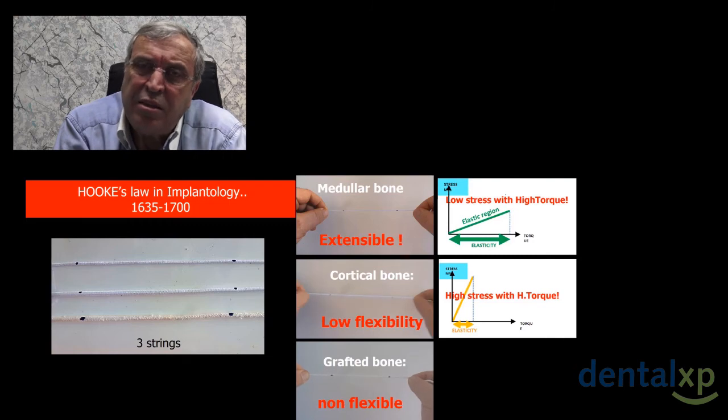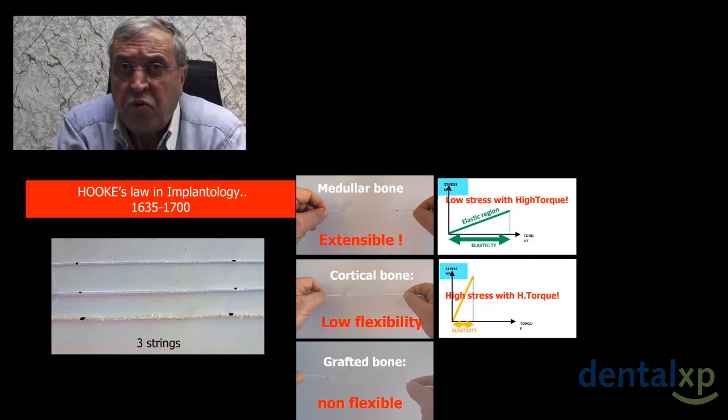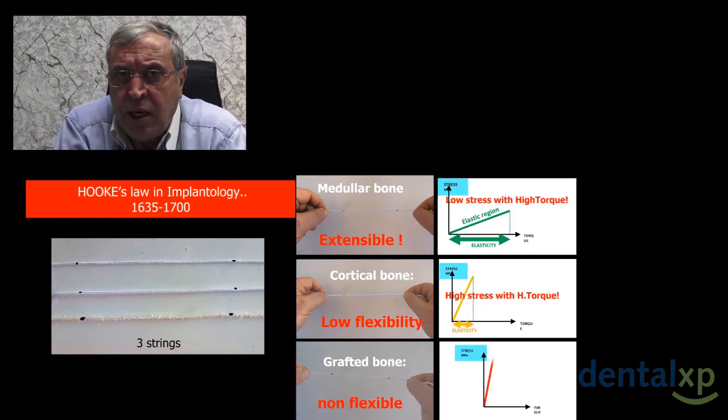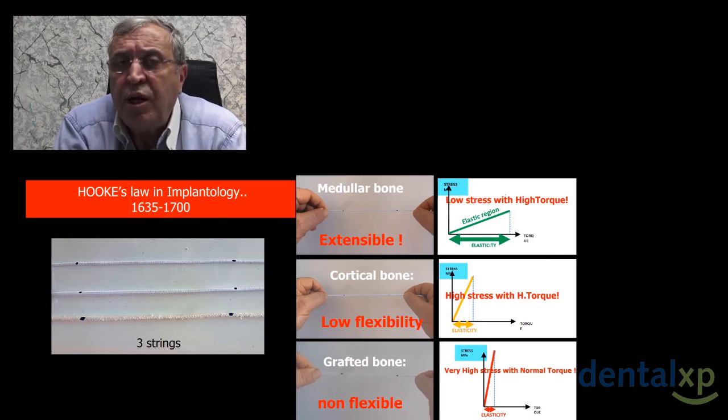The grafted bone has a specificity. This is a very young tissue, 4, 5, 6 months, not too much. Means this bone has no elasticity. And when you put an implant, even if you use a low torque, you create a very high stress. This is the explanation why when you put an implant into a bone graft, you can lose the bone. It's not a histologic problem. It's not a problem of quality of bone. It is the problem that your hand is killing the bone.